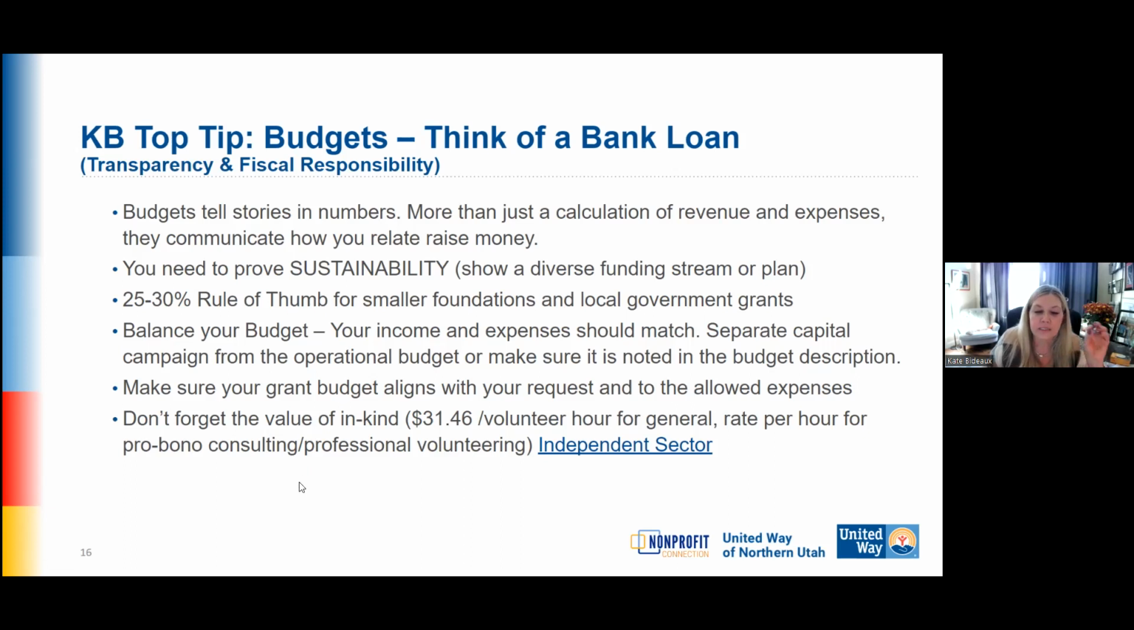The last one is, don't forget your in-kind value. And I say this over and over and over again. In-kind is if you get something for free, and if that person or whatever it was that you're getting for free walks away, would you have to then spend your organization's money on it to replace it, because it's important to your organization? So Ogden Valley Adaptive Sports is one that I always use as an example.